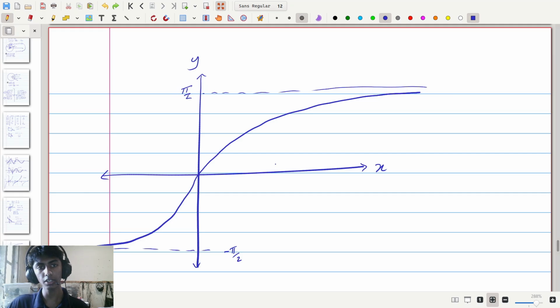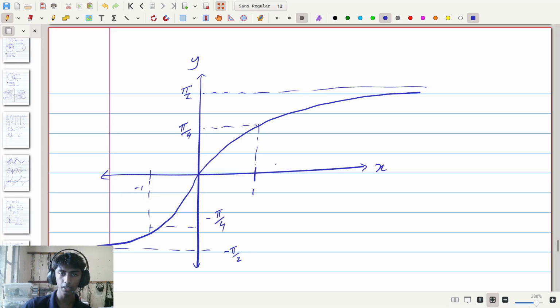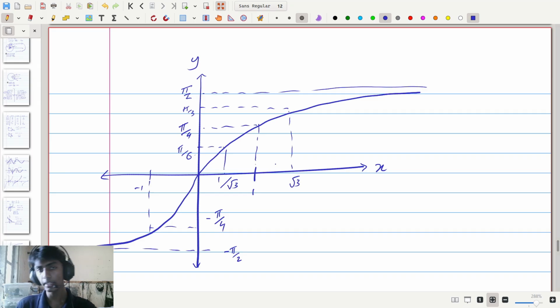Some special numbers here of course are 1. 1 here will output pi by 4. Similarly, negative 1 will output negative pi by 4. Other than that, there's not really all that many special values. You could do pi by 6 and pi by 3 here, and that will give you something. Pi by 6 gives you 1 over root 3, and pi by 3 gives you root 3. Other than that, there's not really all that much to talk about this tan inverse function.